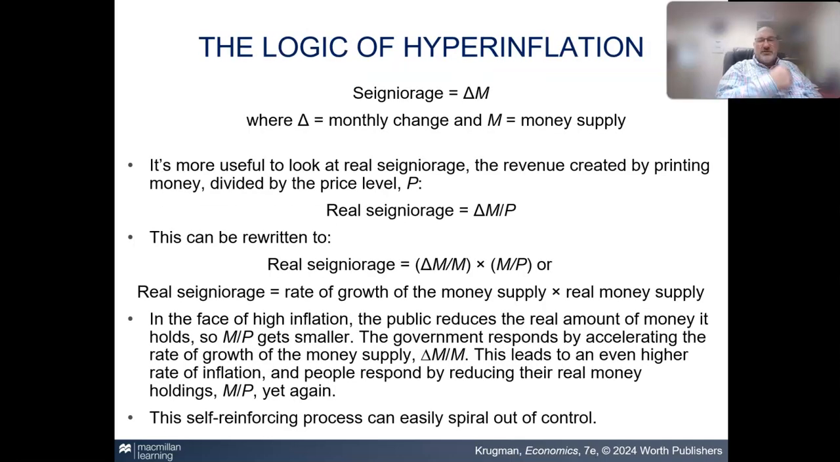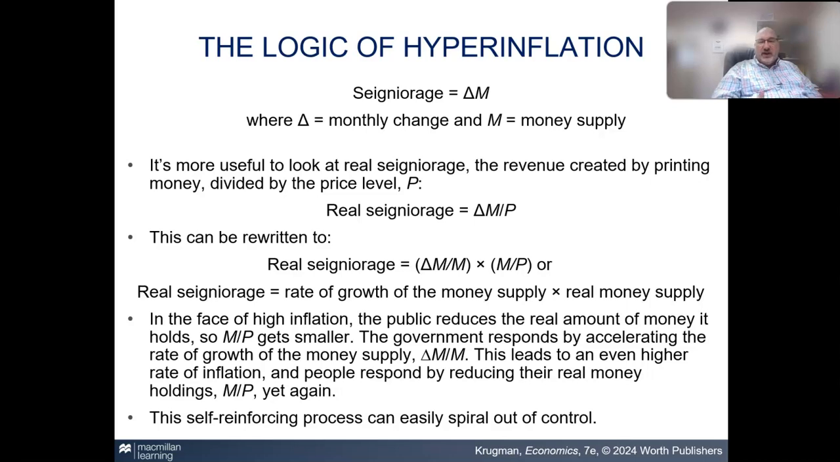All right. Seigniorage is the change in M, where the change is the monthly change and M is the money supply. It's more useful to look at real seigniorage, which is the revenue created by printing money divided by the price level, that is, the change in money divided by price. This can be rewritten as real seigniorage equals change in M divided by M times M divided by P, or the rate of growth of the money supply times the real money supply.